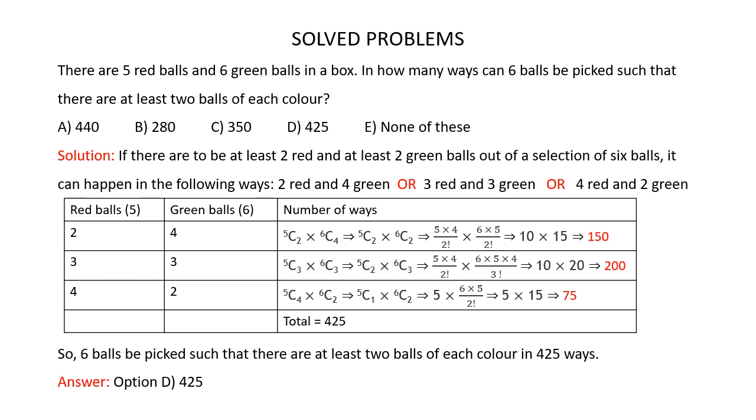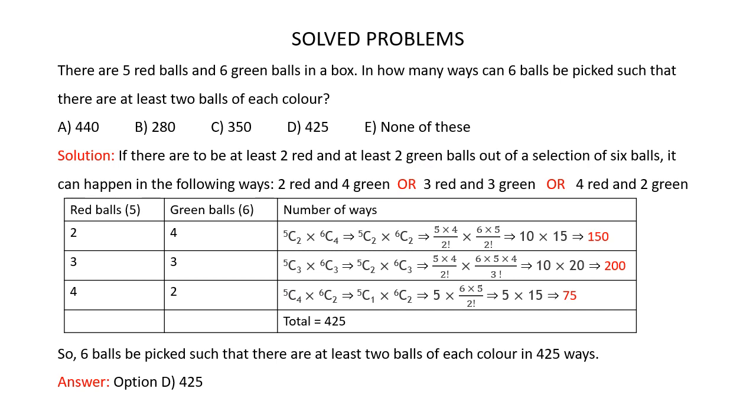So here 6 balls have to be picked such that there are at least 2 red balls and at least 2 green balls. Now at least means a minimum of. So at least 2 red balls means minimum of 2 red balls, and at least 2 green balls means a minimum of 2 green balls. So out of a selection of 6 balls, there has to be a minimum of 2 red balls and a minimum of 2 green balls.